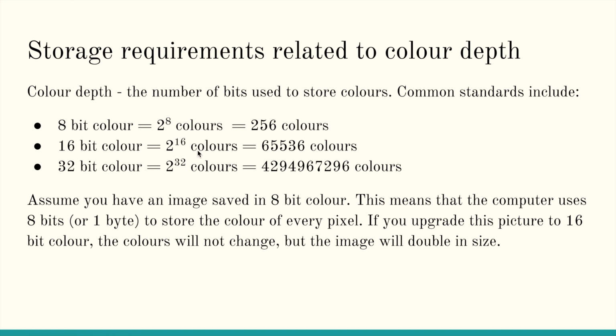We have other standards as well. I think you've got 24-bit color and so on. It just means that you have many more colors to represent. If you have an image saved in a certain color scheme, then for every pixel, it will store that number of bits of information. So with 8-bit color, each pixel uses 8 bits of memory, or 1 byte, to store the color of each pixel. If you have 16-bit color, the colors will not change because they just get converted from 8-bit to 16-bit color. But the image will double in actual memory size because it now needs to use 16 bits, or twice as much information, to represent each color.